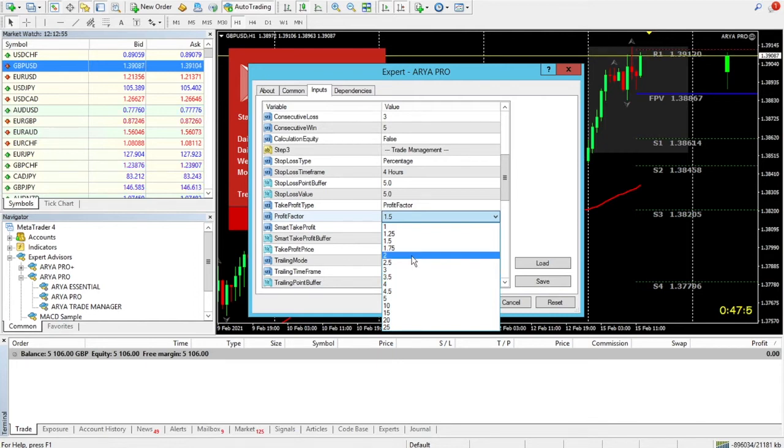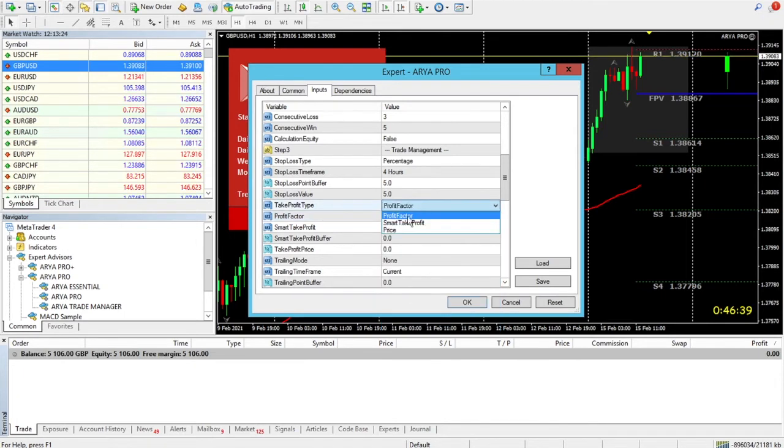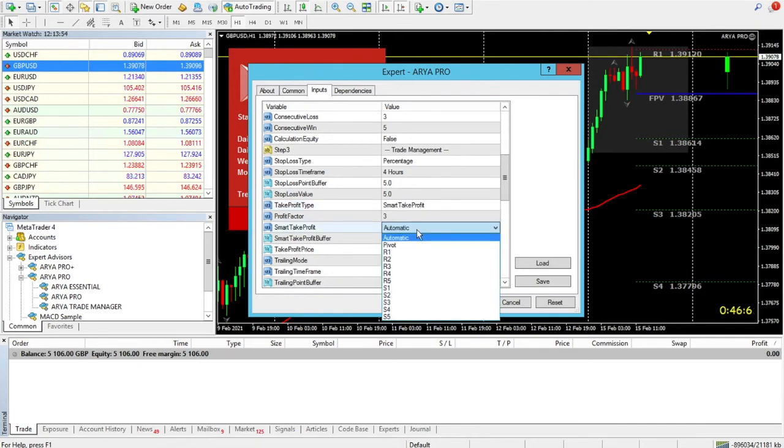If I risk 0.5% per position, this means that I will risk 0.5% of my capital to gain 1%. With a profit factor of 3, the same logic applies, except that I risk 0.5% of my capital to gain 1.5%. If I decide to choose the Smart Take Profit type, you will need to define the Smart Take Profit field. You can choose your Smart Take Profit from one of the drop-down options.